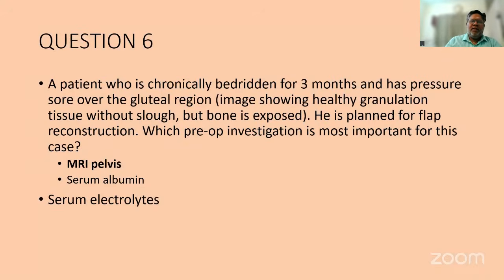Further, a patient who is chronically bedridden for 3 months has a pressure sore over the gluteal region. He is planned for flap reconstruction, which pre-op investigation is done? So before a flap reconstruction, we have to assess the area in which the ulcer is extending, whether any osteomyelitis is there, whether joint extension is there. So it is about the extension of the ulcer, and therefore MRI is the best test.